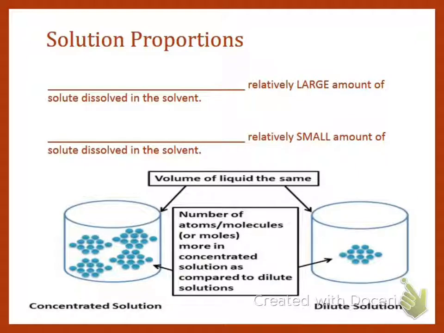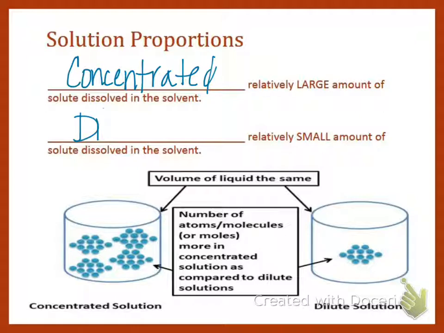Solution proportions, very simple. If you have a relatively large amount of solute, you have a concentrated solution. I used to not put this in the notes, but then kids were missing it on tests, so I had to put the simple things in there. Concentrated means you got a lot of solute relative to solvent. If you have a small amount, it's dilute. Can you see my eye there? Now you can. Dilute solution.